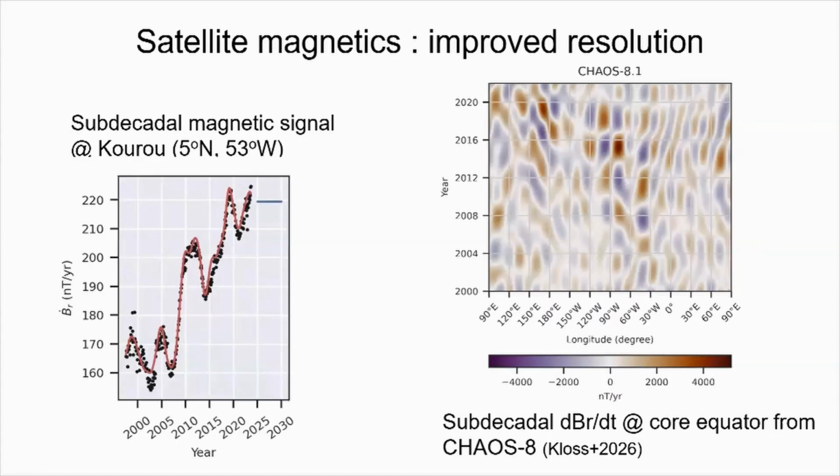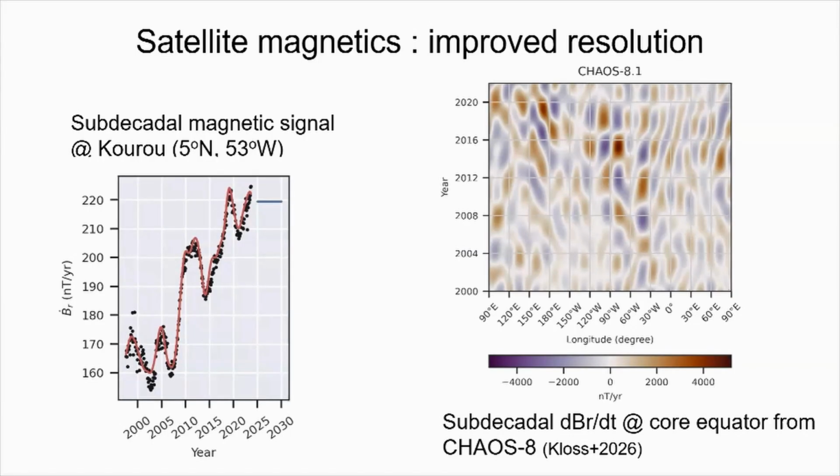You are now aware that there are increasing constraints on the variation of the magnetic field originating from the core. I give here one time series of the secular variation, the rate of change of the field, in Kourou in French Guiana. So you see these rapid, interannual changes. This is at the surface of the Earth, and when using Swarm, MSS, and other satellite data, we can build field models down to the core mantle boundary.